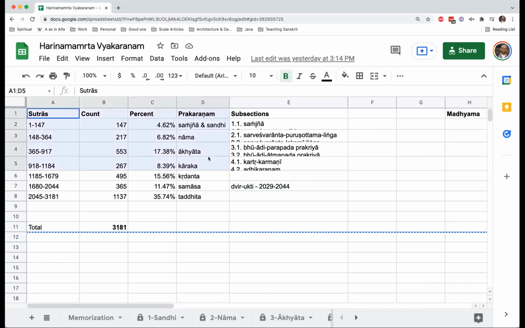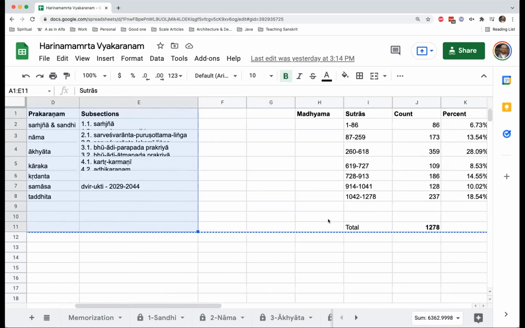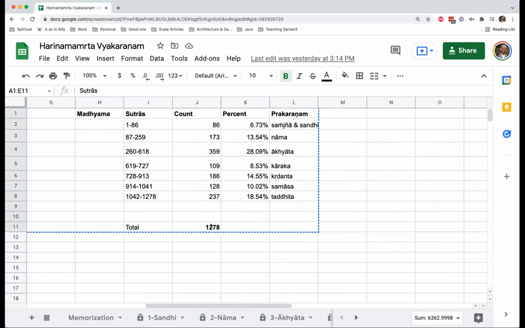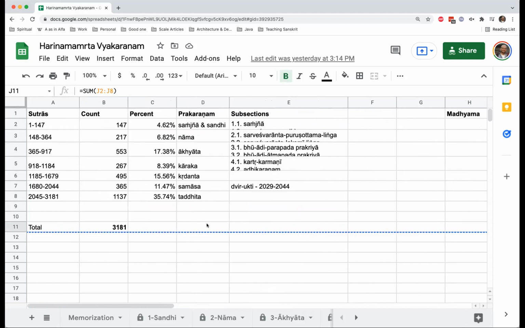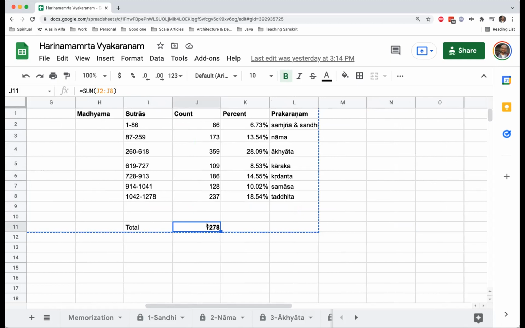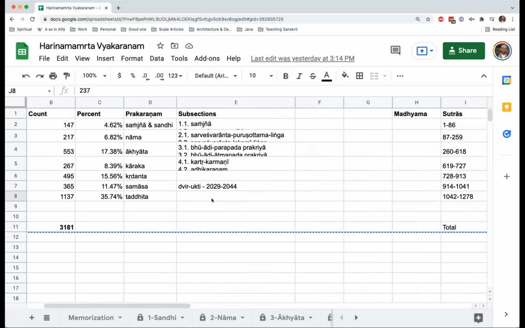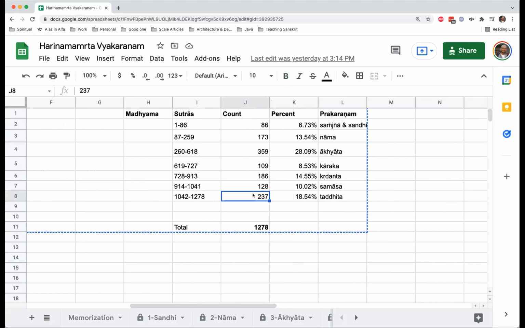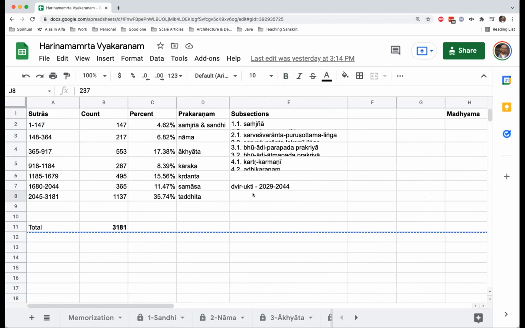So this is for the Brihat version. We are not going to study the Brihat version. We are going to study the Madhyama version, which has 1,278 sutras, compared to 3,181 sutras. So we reduced more than half of that. Here you see that the Taddhita portion has been reduced a lot. We are going to learn only 237 sutras compared to 1,137. We don't need so many Taddhitas, actually speaking, for our practical purpose.